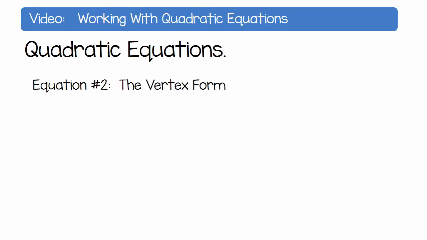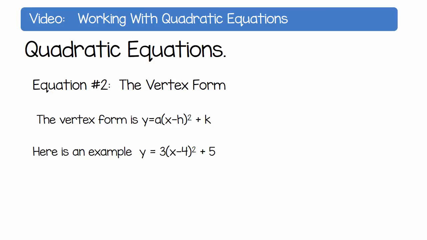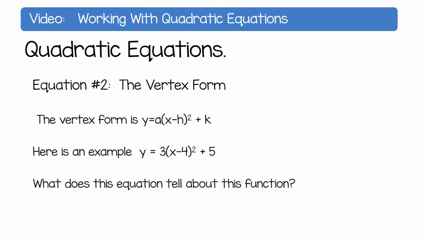Equation number 2, the vertex form. The vertex form is written as y equals a(x minus h) squared plus k. Here is an example. Y equals 3(x minus 4) squared plus 5. What does this equation tell us about the function?